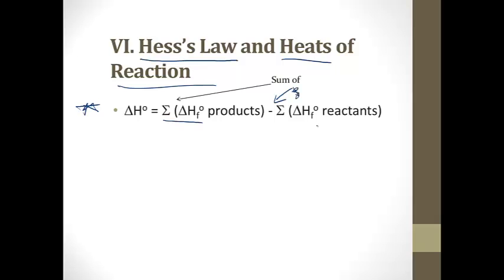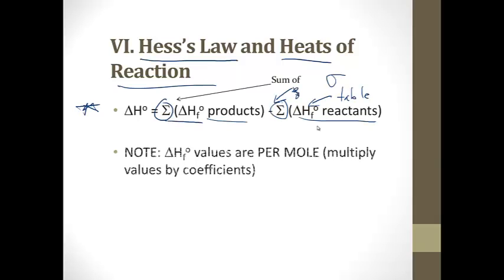Okay, these symbols are called sigma. Remember we saw sigma before, that was a lowercase sigma. This is the capital sigma. This means summation, or the sum of all the heats of formation of products minus the sum of all the heats of formation of your reactants. Remember, these are in the table. And watch out. When you look in the table, those values are always per mole. So if a reaction says you have more than 1 mole of a product, you need to multiply it by the coefficient.